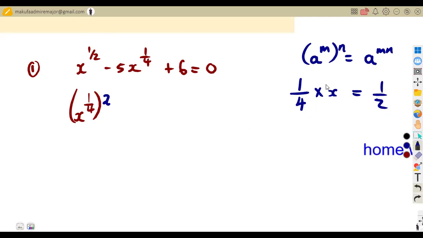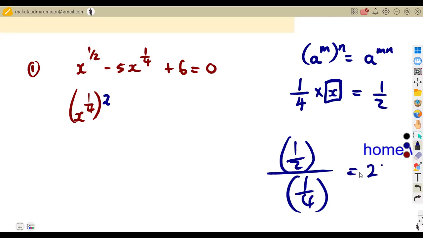So what is this number that I'm supposed to have? You just have to divide, since you're multiplying. So it's 1 over 2 divided by 1 over 4. 1 over 2, just divide by 1 over 4 like this. On your calculator, this will give you a 2.